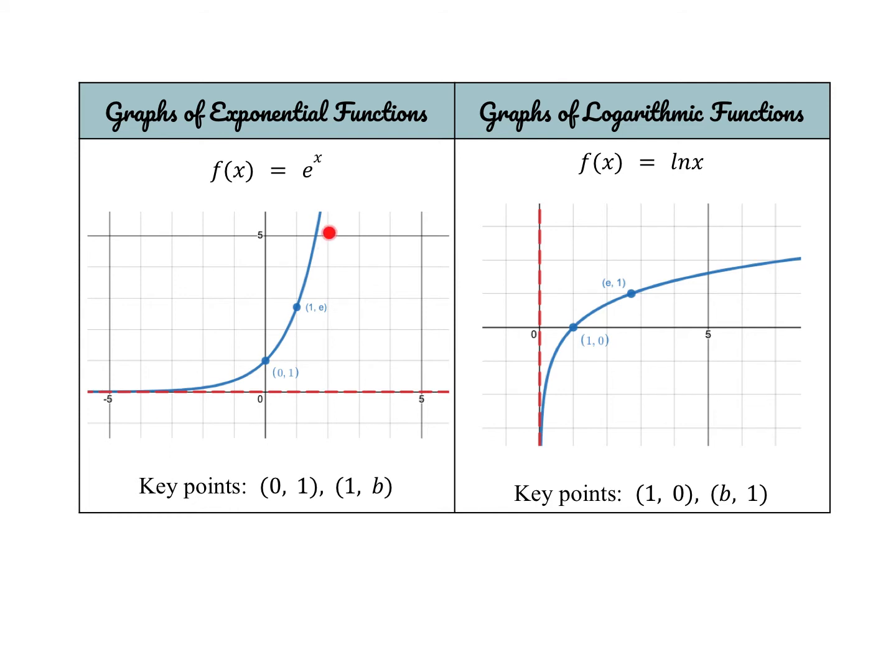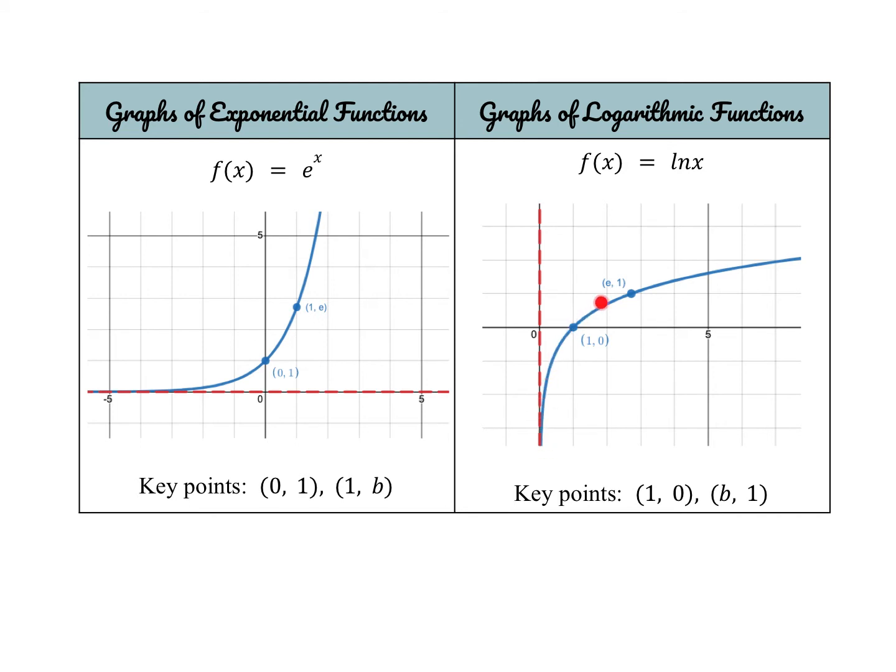For your exponential functions, your parent functions will all go through the key points (0, 1), because anything to the power of 0 is 1, and (1, whatever your base is). In this case, it's (1, e), because e to the power of 1 is e. And then they will all have a horizontal asymptote at y equals 0. So if you know those two key points and where your asymptote is, you can transform your graph depending on what transformations you see in your function.